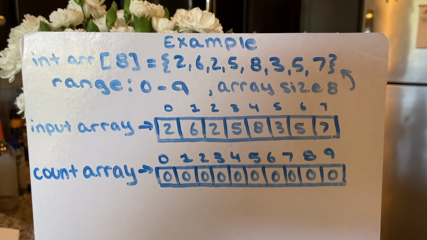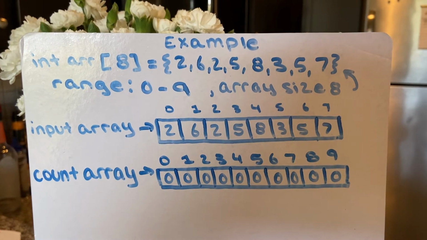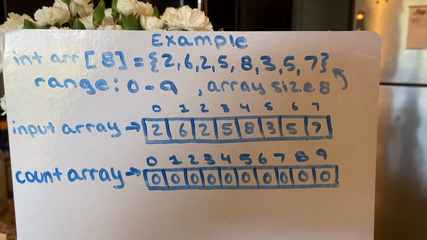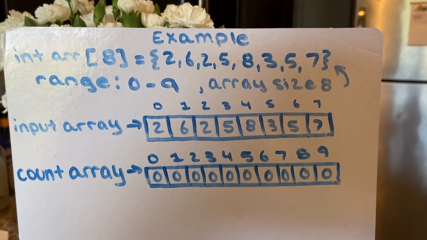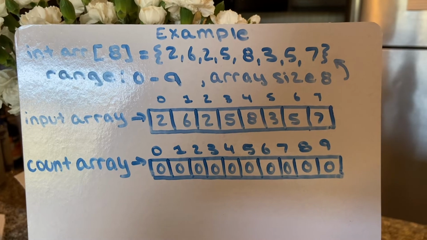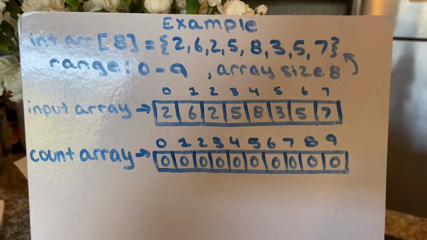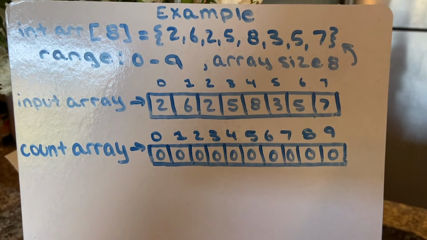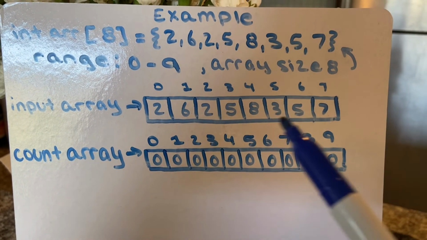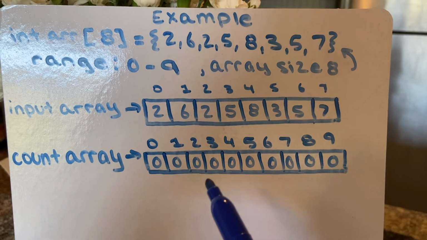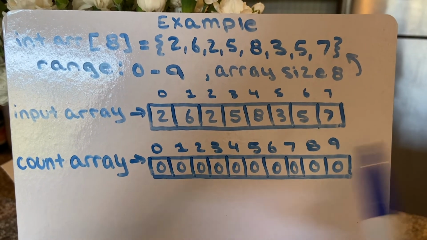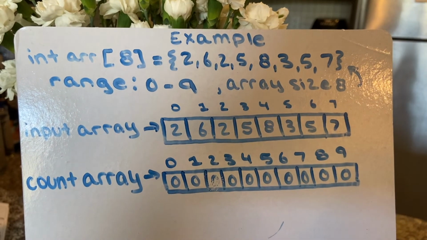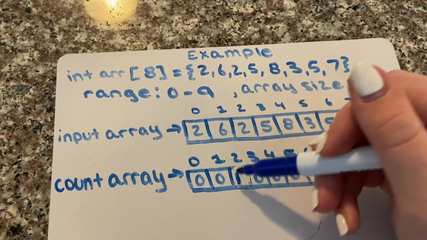Next, we need to create a count array of size range and initialize all the values to 0. So since our range is from 0 to 9, the count array size will be 10. Up next, we'll iterate through the input array and place the tally in the count array at the correct spot. So at the input array, we will start with 2, and then we'll go to the count array, find number 2, and put a 1 there. So this will get a 1.